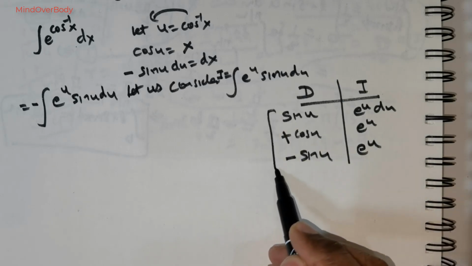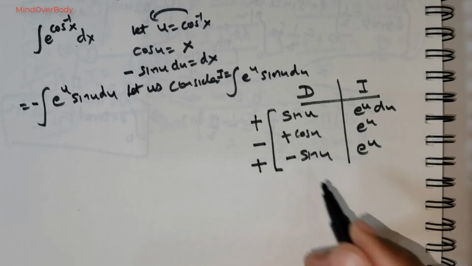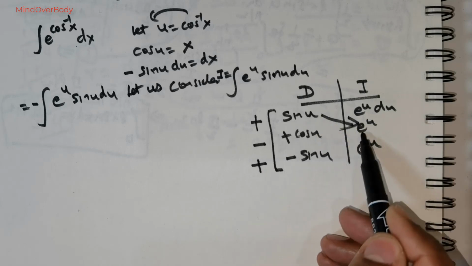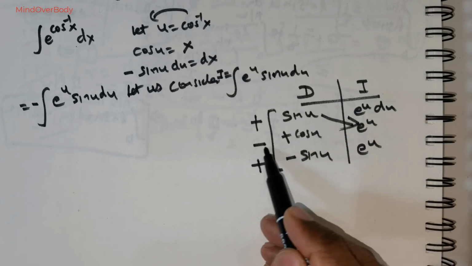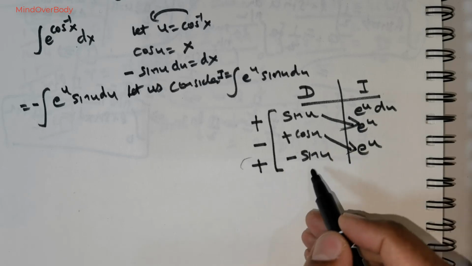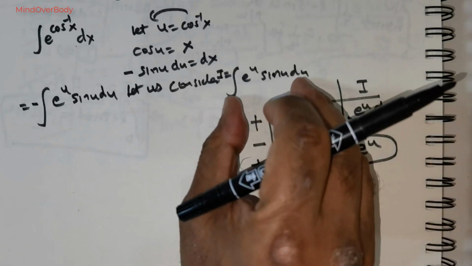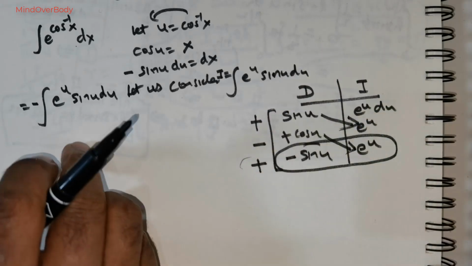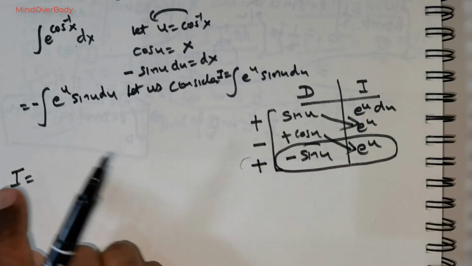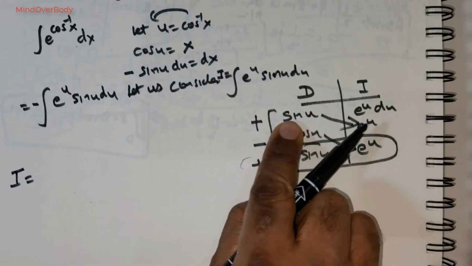Now the signs are to be placed. The signs would start with positive, negative and positive. When you are writing, you have to write it in this fashion: sine u times e raised to the power of u, followed by a negative sign, cos u times e raised to the power of u, and finally positive times this quantity has to be integrated. So how are we going to write this? I'm going to represent this on the left hand side. You can say I equal to, because you know that I is the integral of e raised to the power of u sine u du. So that is equal to this into this.